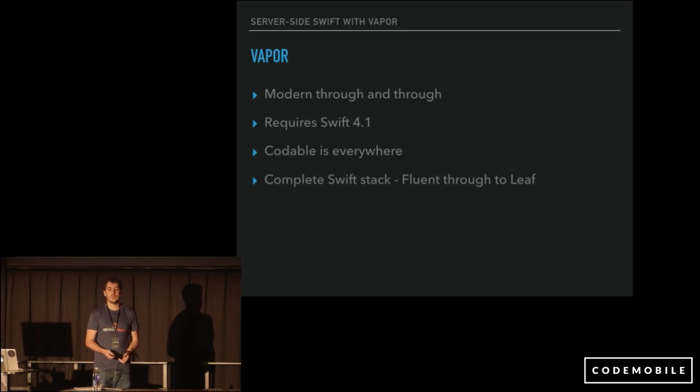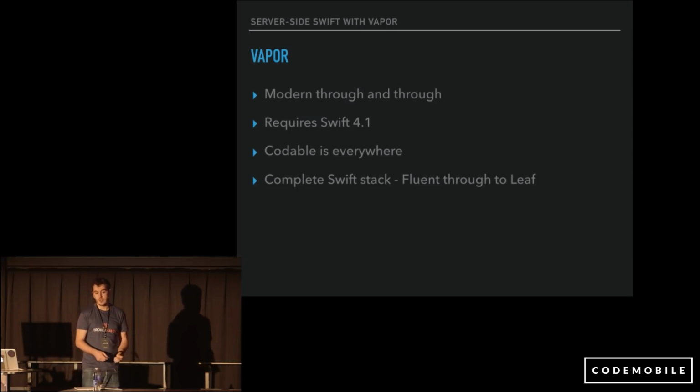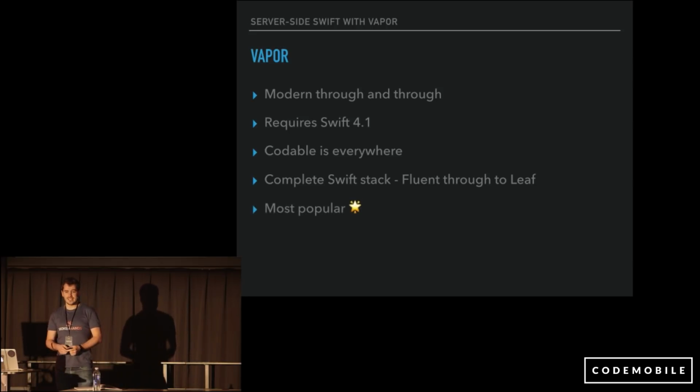And it's a complete Swift stack. It's the only Swift framework that is Swift from the top to the bottom. So Fluent, which is the database drivers, all the database drivers are written in Swift. They're all non-blocking. None of the other frameworks have got that at the moment, all the way through to the templating language, which is Leaf, and that's written in Swift as well by the Vapor team. It's also the most popular, so let's get the ego trip out of the way.